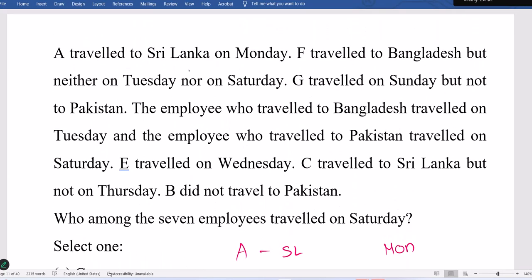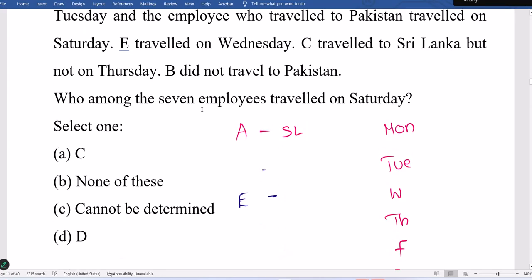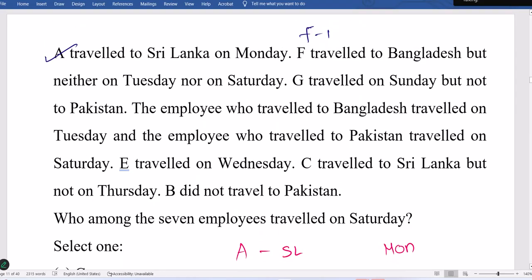F travels to Bangladesh. F is Bangladesh. So first, at least let me assign the countries. A, Sri Lanka. B we have to check. C, we'll see. C travels to Sri Lanka only. B, E, F, at least I'll map the countries.